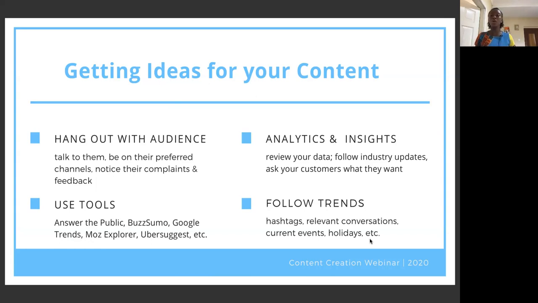The first thing you can do to get ideas for your content is to hang out with your audience. It could mean a physical hangout. It can mean an online hangout. So I am doing a content webinar series that is allowing me to hang out with the small businesses, personal brands, and churches that I want to work with. So they get to understand who I am. They get to understand what I offer.